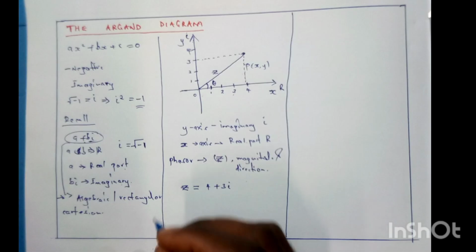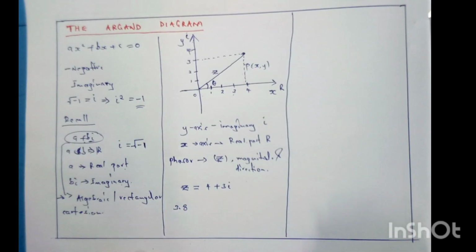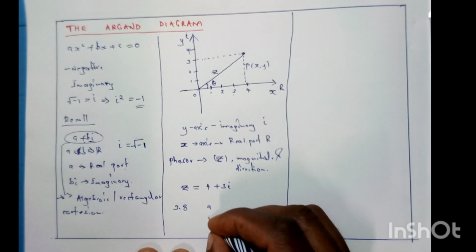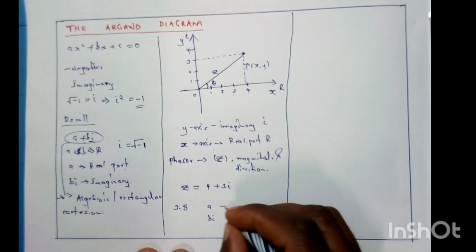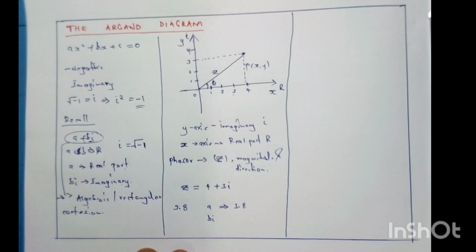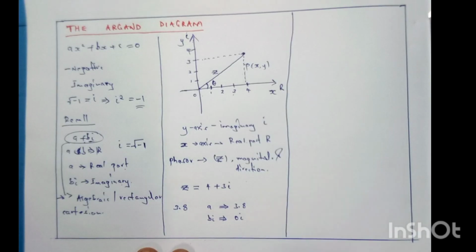Now in this particular case, if I give an example of a number 3.8, I can represent this number in terms of a complex number, whereby I assume that it has the real part and the imaginary part given as such. In this case, the real part has a magnitude of 3.8, but the imaginary part has a magnitude of 0.